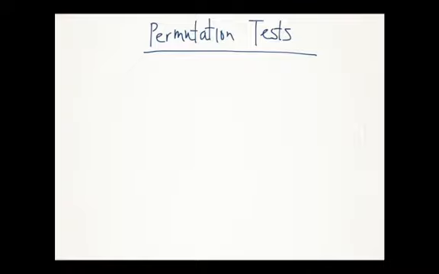So permutation tests are similar to the bootstrap because we choose a statistic that is going to measure an effect of interest. We then permute the data labels to calculate an exact p-value. Okay, so don't worry if that doesn't make sense now. It'll make more sense in an example.